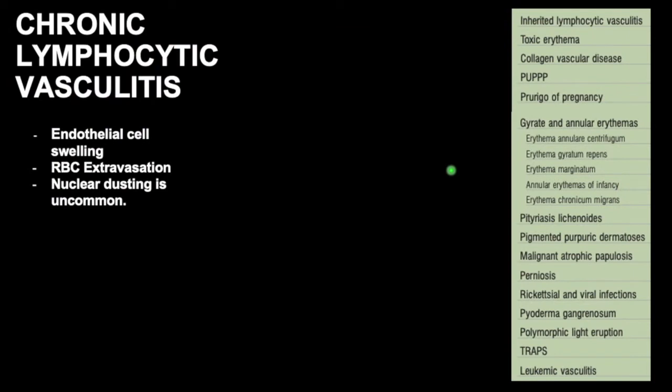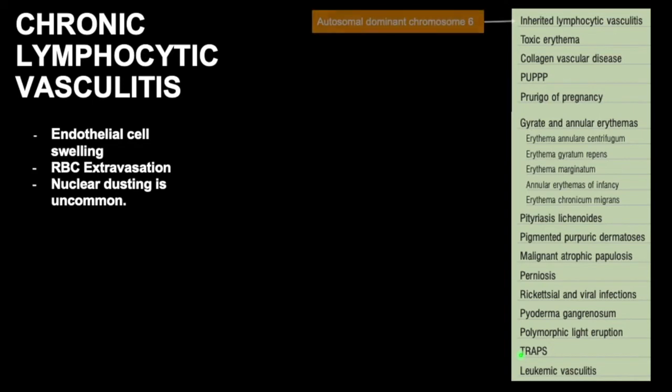So we finished talking about the active or acute vasculitis, and we moved to the chronic vasculitis. In chronic vasculitis, we have endothelial swelling and RBC extravasation, and nuclear dusting is usually uncommon. In those lesions, we have different entities, so let's see what we need to know about them.